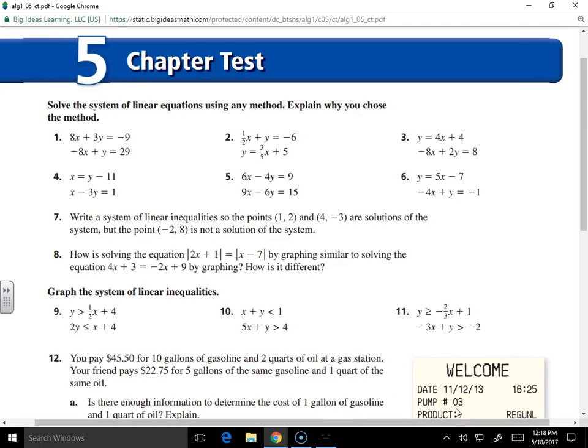Alright, so you guys should have your corrections on top. This is where we're starting our chapter review. If you don't have a book, you can use this. I need you to get out homework paper.